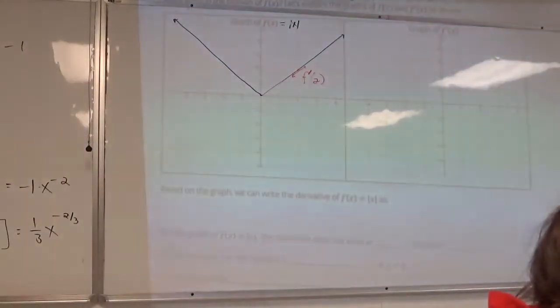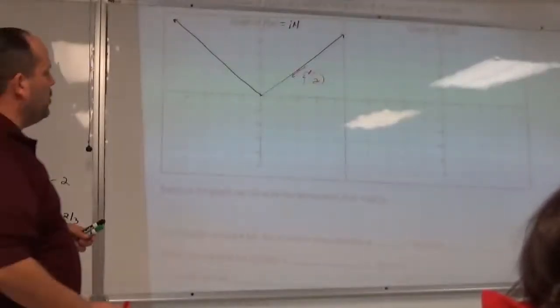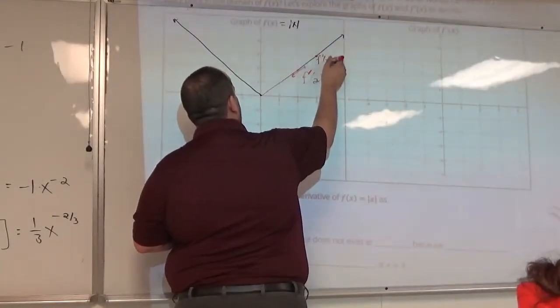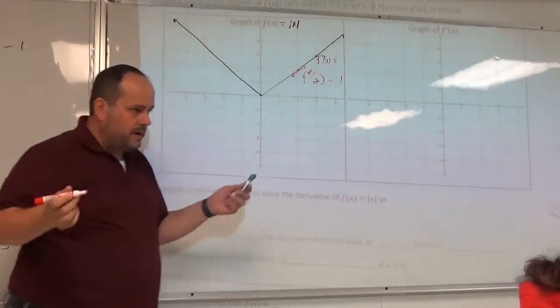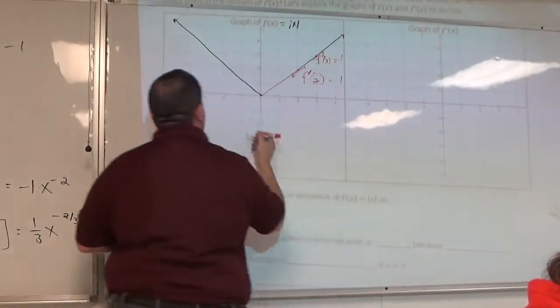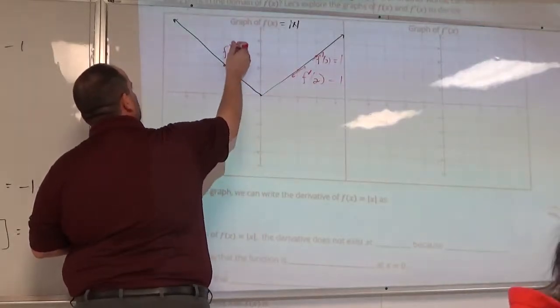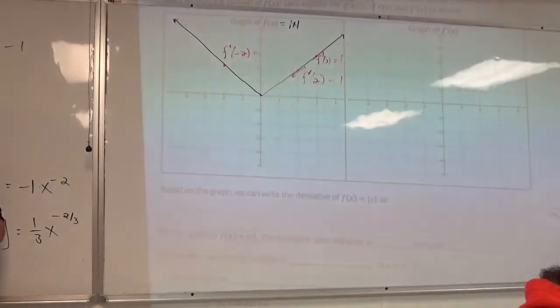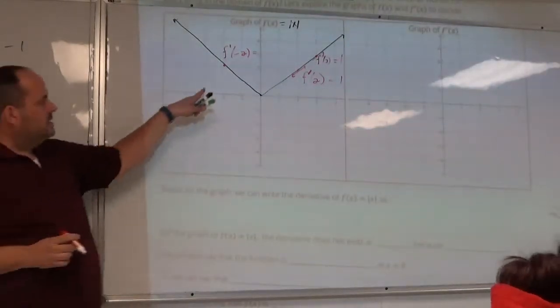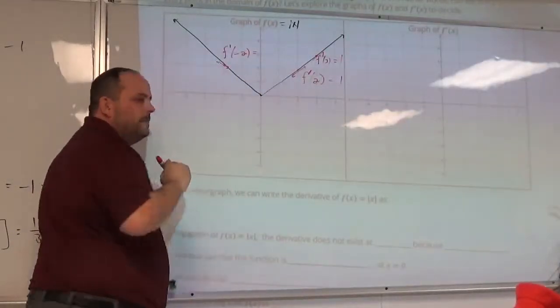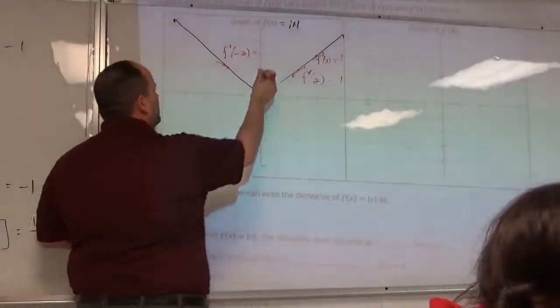1. It's 1. What if I picked the point up here, where x is equal to 3, and said, hey guys, go find f prime of 3. What's f prime of 3? 1. What if I picked a point over here, like -2, and said, hey friends, go find f prime of -2? One. What's the slope over here at -2? Not 1. Negative 1. It has to be -1.